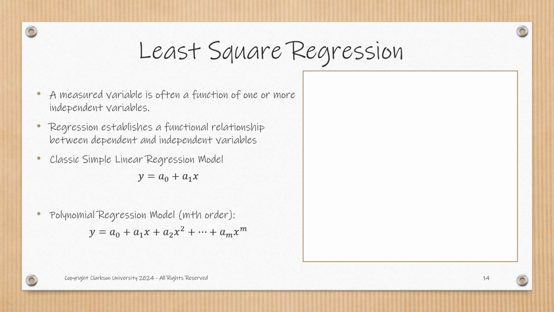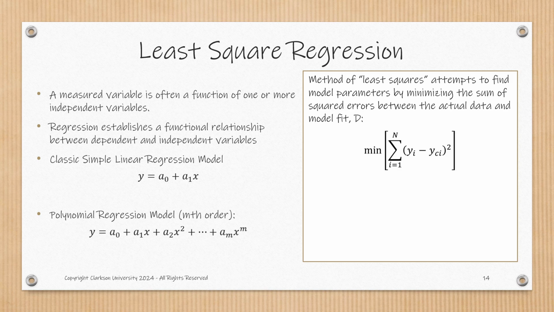A similar model, technically also a linear model, but with higher order terms, is called polynomial regression. In this case, we still just have x and y, but x is taken to the higher power, in this case up to the nth order power. In either case, we're using least squares to attempt to find the model parameters by minimizing the sum of squared errors between the actual data and the model fit. So our objective function is to minimize the sum of the difference between each data point and the curve fit, y sub c. We square that up, we sum that, and we try to minimize that with some type of regression process.